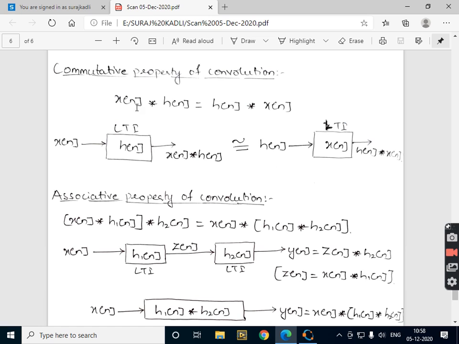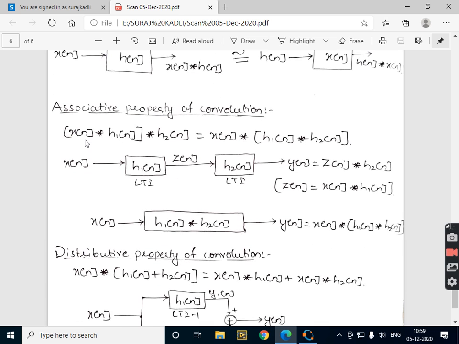The commutative property says that the input convolved with the impulse response will be the same as the impulse response convolved with the input. Both mean the same thing. In terms of a linear time invariant system, if h of n is the impulse response of this LTI system and x of n is the input to it, you can interchange the impulse response and the input, and the output of this linear time invariant system will be the same. It doesn't matter. That's what the commutative property means.